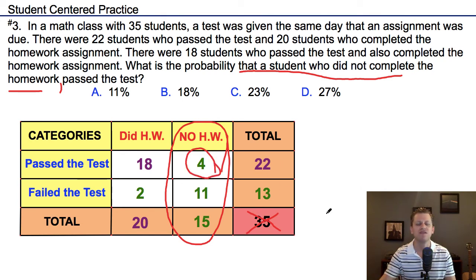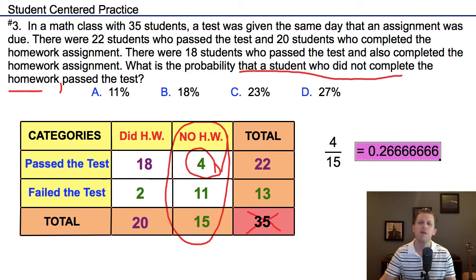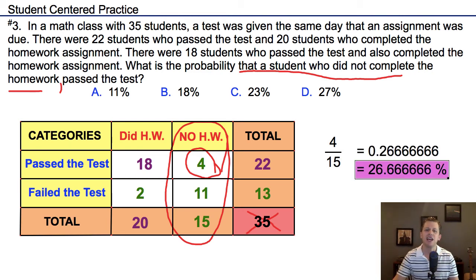Well, 4 of those 15 students passed the test, so the probability would just be 4 out of 15. Divide to make it a decimal, multiply by 100 to make it a percent, and I can see that the probability that a student who did not complete the homework passed the test was 27%.